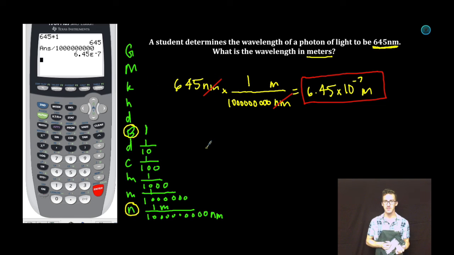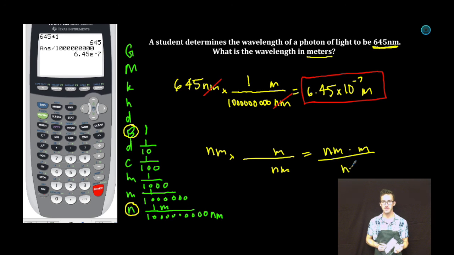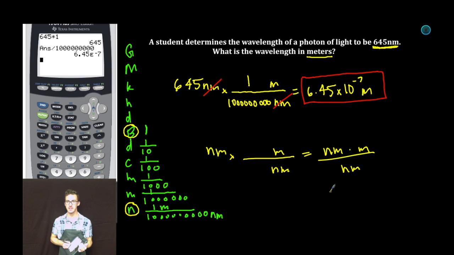A quick note before we go about units: just treat your units like they were variables in a math problem. I've got nanometers times meters over nanometers. If I were to multiply nanometers times meters, that would be nanometers times meters. And in the denominator, I would just have nanometers. It's sort of like saying x times y over x. Because these units are the same, they will simply cancel out, much like the variable x would cancel out in this example.